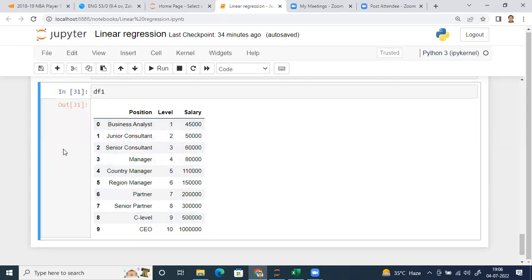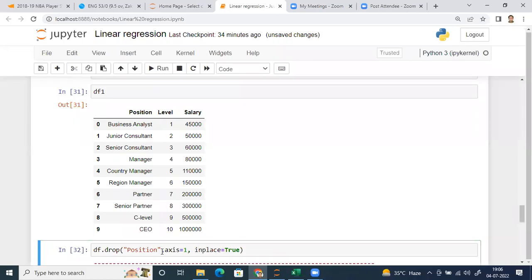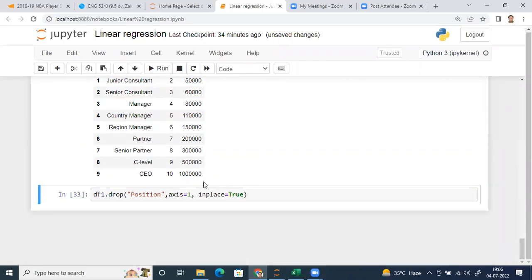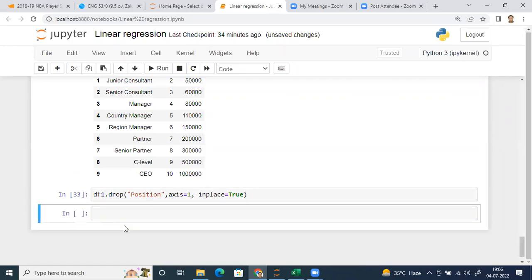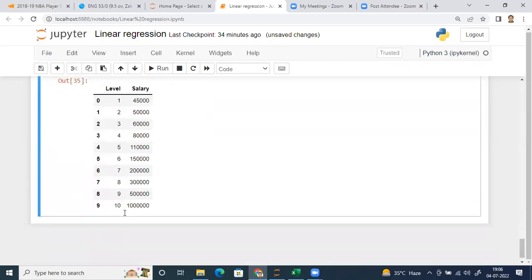It is not mandatory. So simply: df1.drop. What is my column name? The position column. It's no longer required, because the same information is communicated by the level column also. So axis equals 1 and inplace equals True. Done. Let me check df1 once again. Fine, only one column is there.